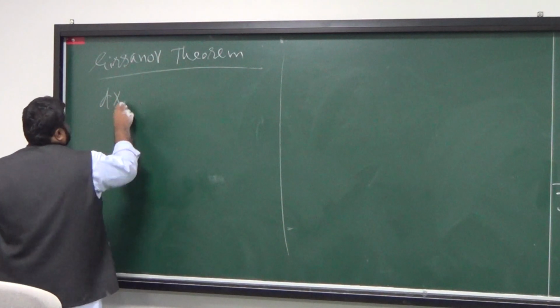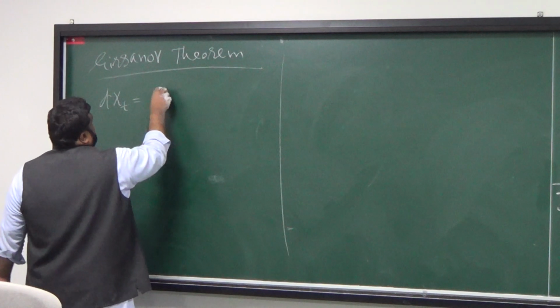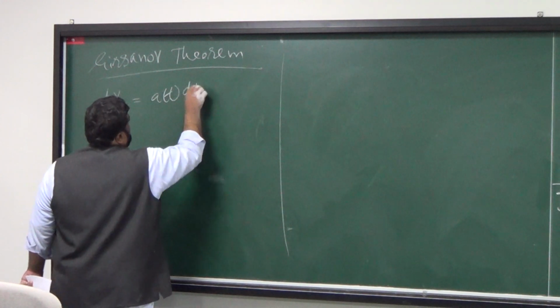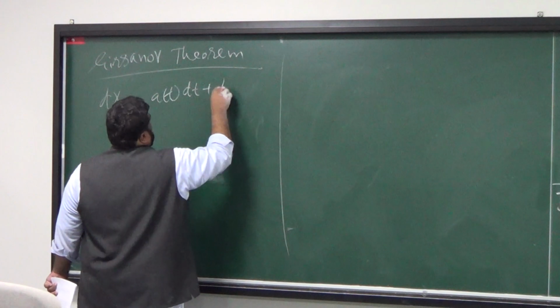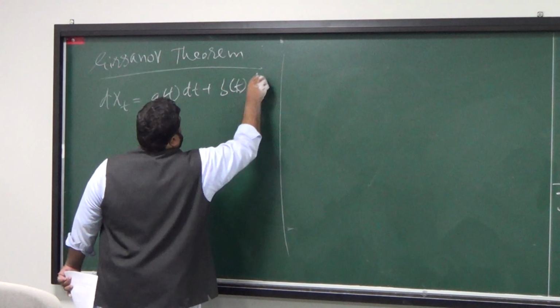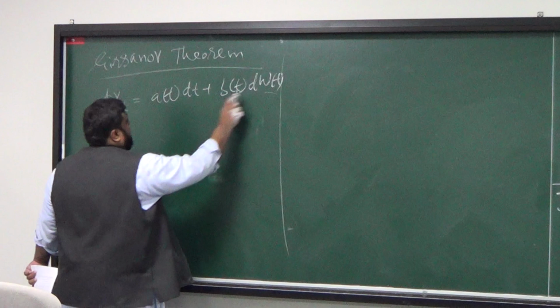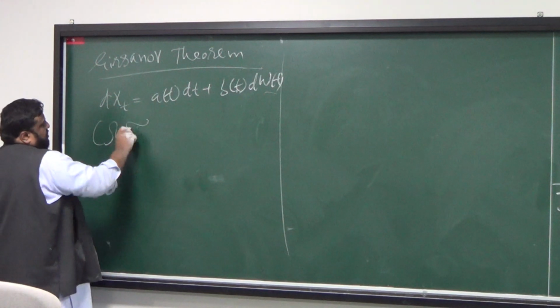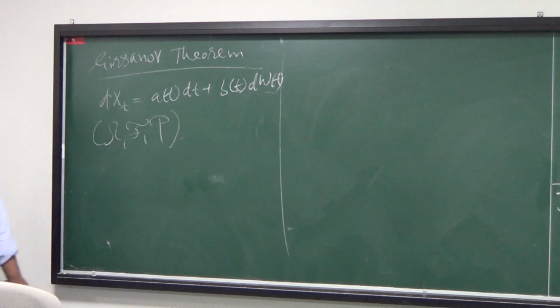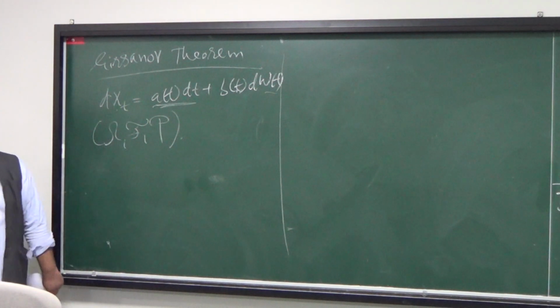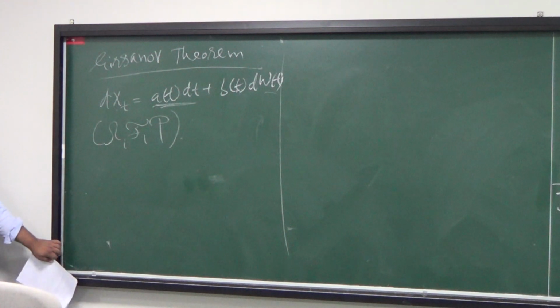Imagine I have a process that satisfies some SDE. So it has some drift and diffusion. This Brownian motion is defined on some probability space, omega, F, P. Now, one thing for sure is true: since you have this drift in it, this process cannot be a martingale.